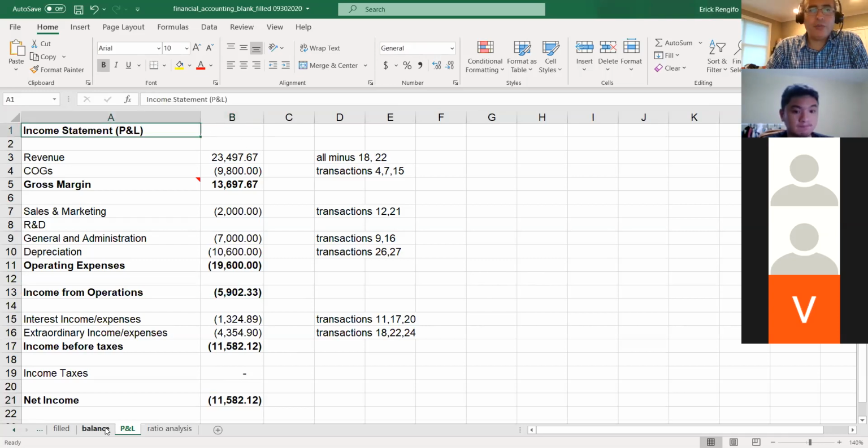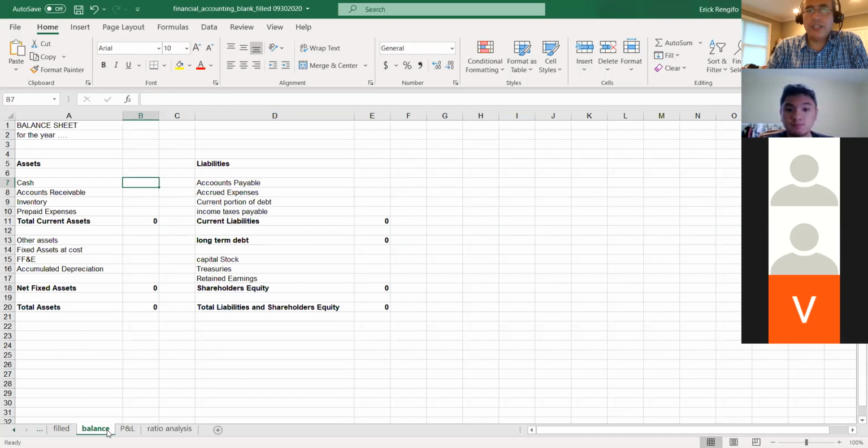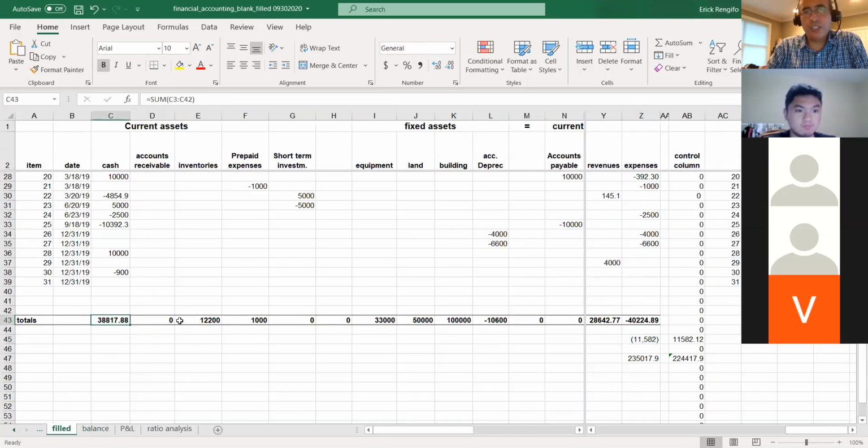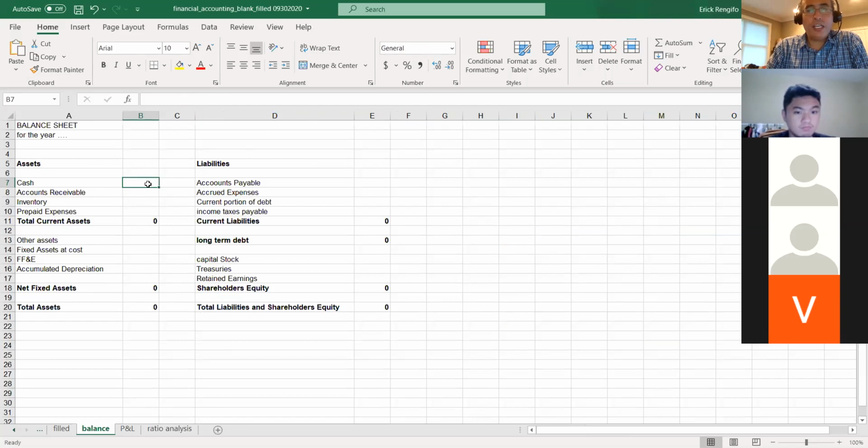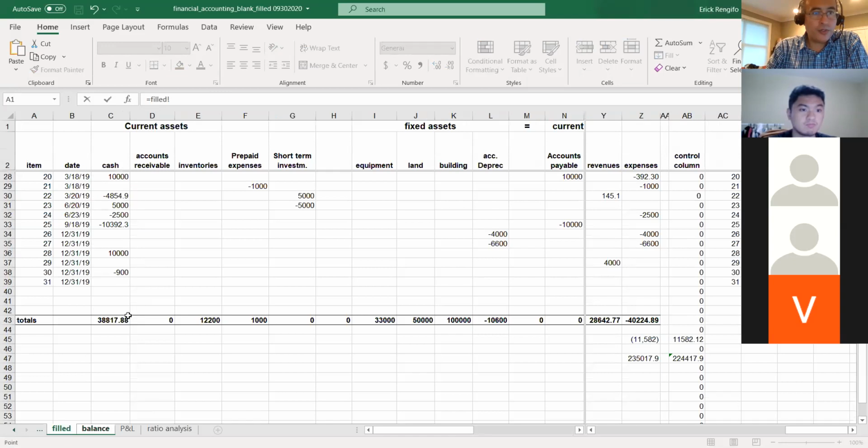So now we have the P&L. The next statement that we can do is the balance. The balance is simply taking a look at the filled values and then just using the totals. That's all. It's a very straightforward process. So let's do cash. We do equals my cash here. So I have 38,817. Enter.